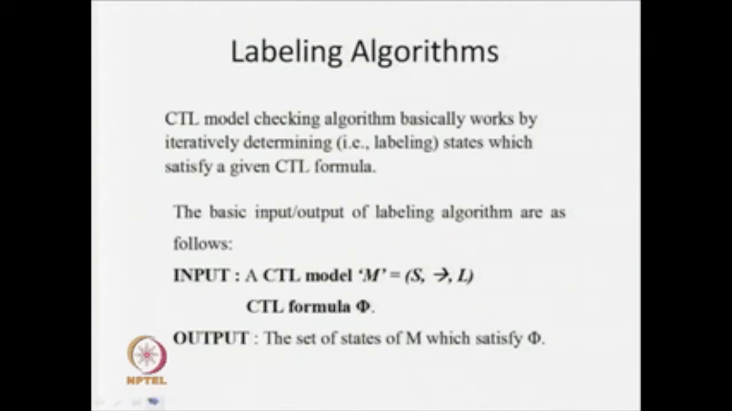What we have in this labeling algorithm is that the input is your model M, which has a set of states, the transition relation and the labeling function. We have already discussed all those issues in our Kripke structure. Along with that we give a formula phi, and we check whether this formula phi is true in this model. It is going to give me the set of states of M which satisfy phi, so it returns the set of states where it is true.